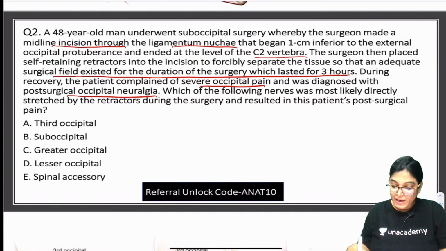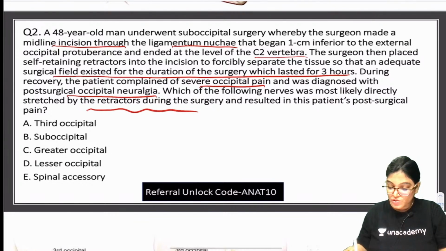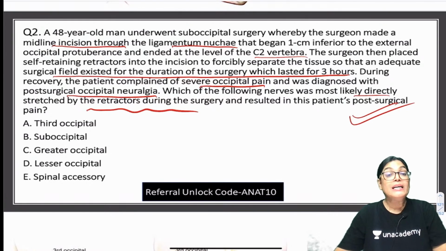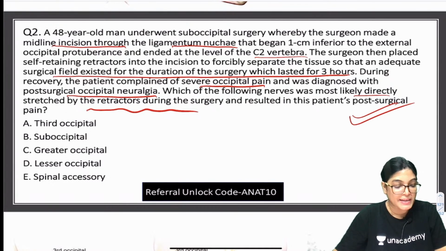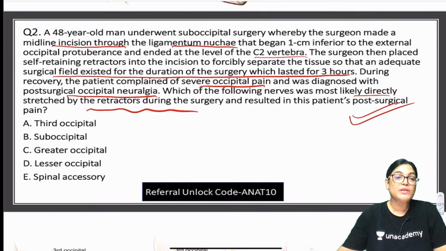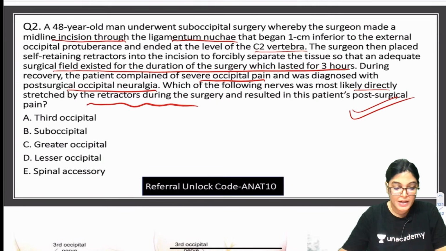So, what you have to tell is which nerve was stretched due to the retractor in the surgery, and which nerve is the reason for the post-surgical pain, whether it is the third occipital, suboccipital, greater occipital, lesser occipital, or spinal accessory nerve. So, according to you, which nerve is involved? Your time starts now. Please mark the correct answer.